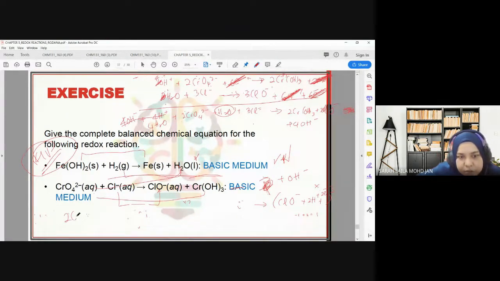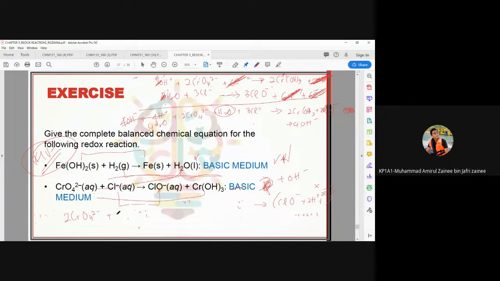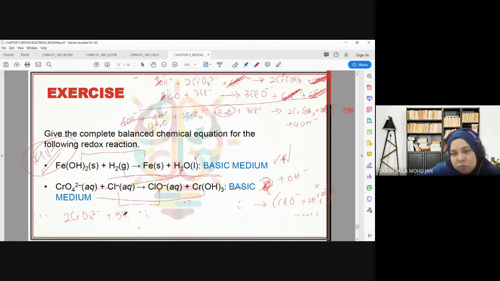2 CrO4 2 negatif tambah 4 H2O tambah H2O. Jadi apa? 5 H2O tambah 3 Cl negatif. Hasil dia 2 Cr(OH)3 tambah 2 ClO negatif tambah 4 OH.